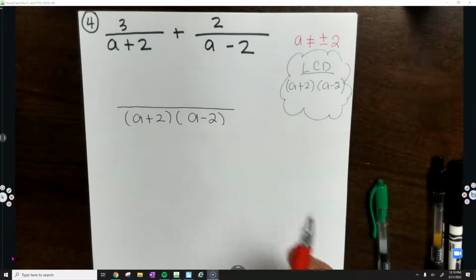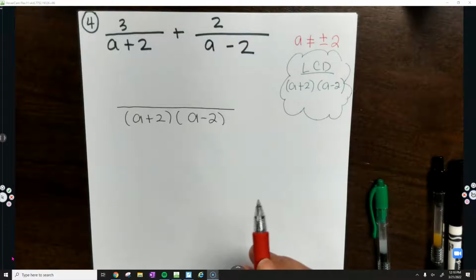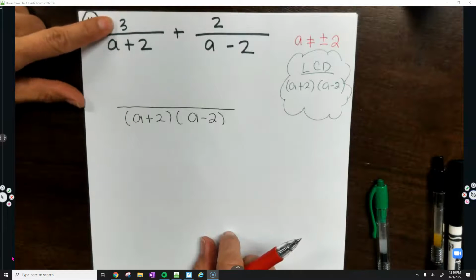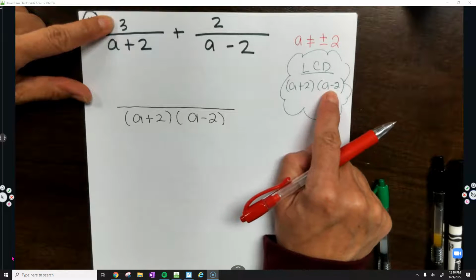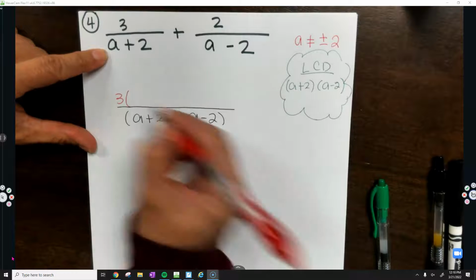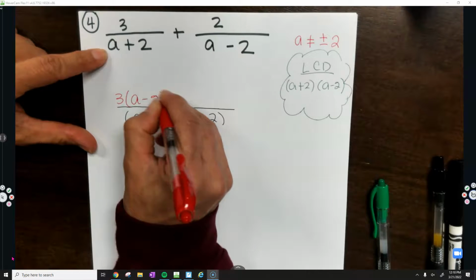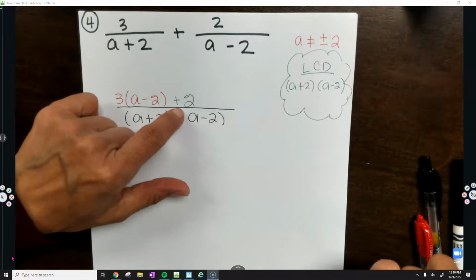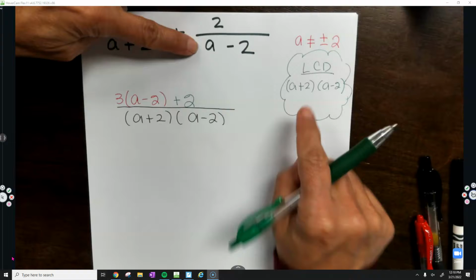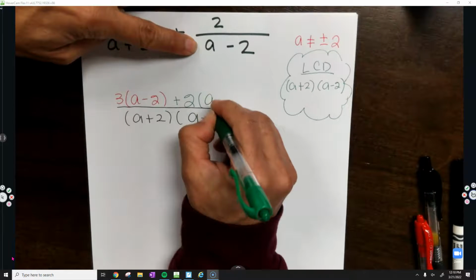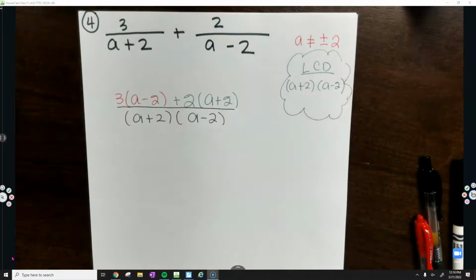Okay, but that's not the case for the numerator. The numerator has to be multiplied. So this first piece right here, that 3, I know that 3 is going to be multiplied by an A minus 2 because there's not one of those in the first denominator. So this is going to be 3 times A minus 2. And then this plus 2 right here, I'm going to recopy the plus sign to remind myself that's a positive 2. This fraction did not have the A plus 2, so that 2 is going to be distributed to an A plus 2.